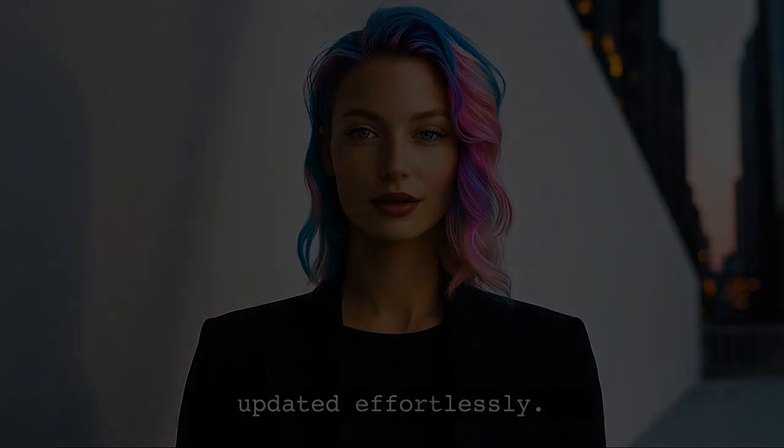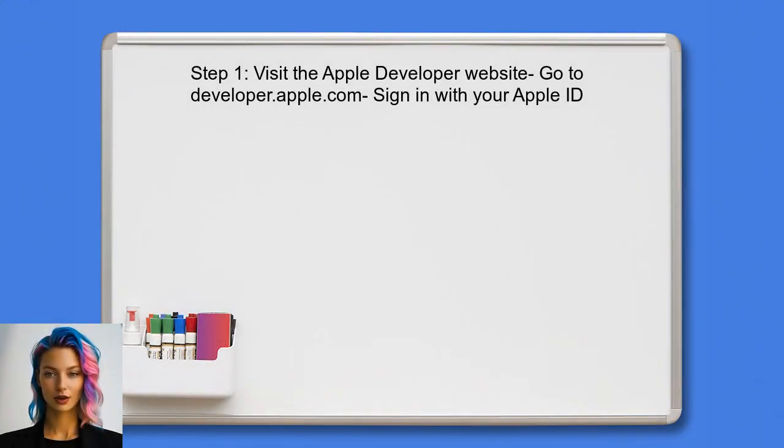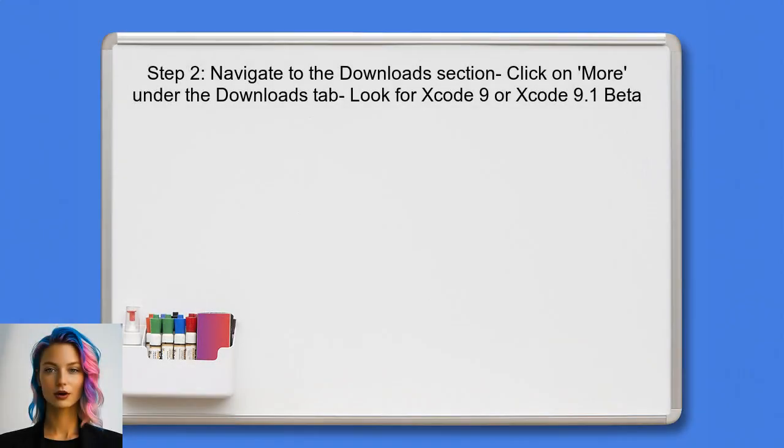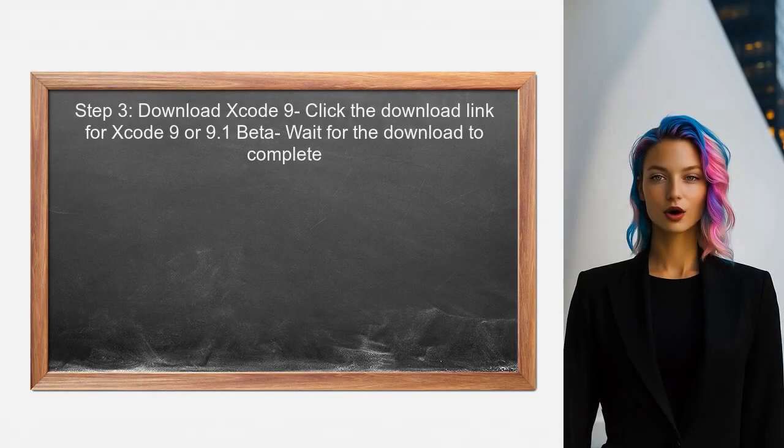To begin downloading Xcode 9, the user should first visit the Apple developer website. This is where they can find the latest versions of Xcode. Once logged in, the user should navigate to the Download section. This section contains all available versions of Xcode. After locating Xcode 9, or the beta version, the user can click on the download link. This will start the download process for the Xcode installer.